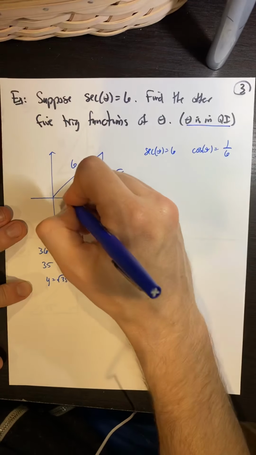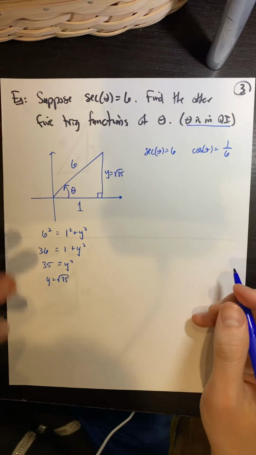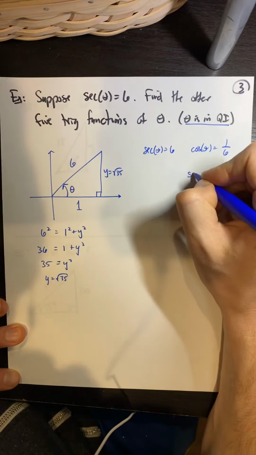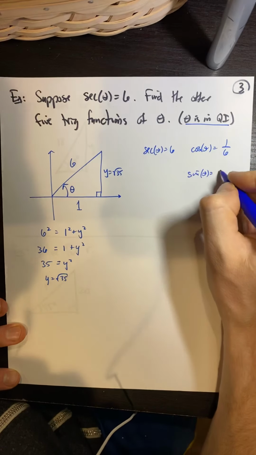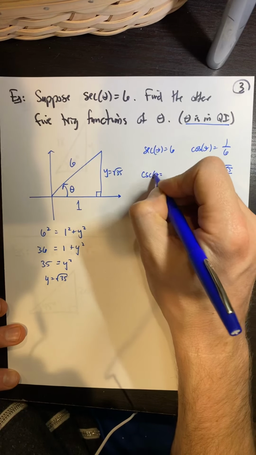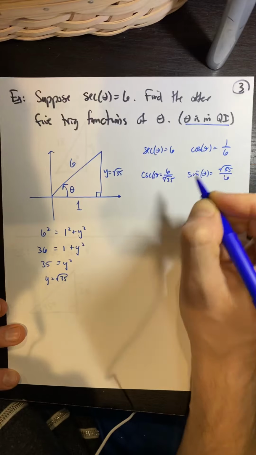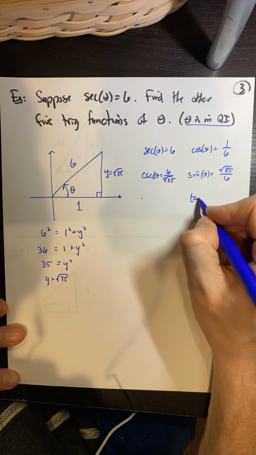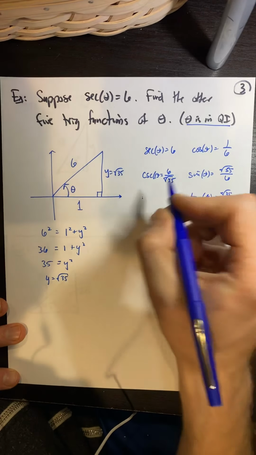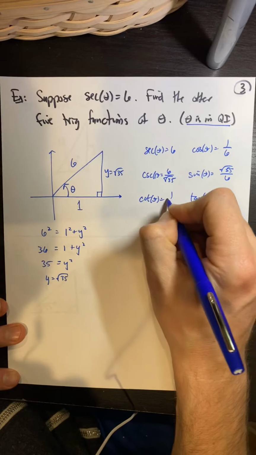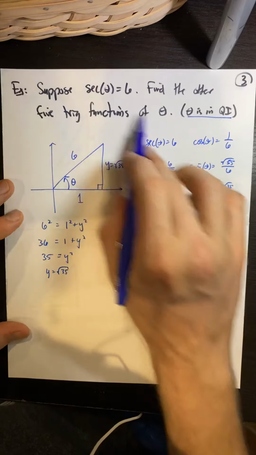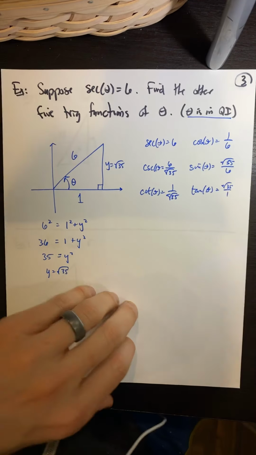Now that we have the other side, again, this is the angle theta that we're not sure what it is. We just know two sides of a triangle. I can find the other things. So sine of theta would be the square root of 35 over 6, which makes cosecant of theta equal to 6 over root 35. Tangent of theta is the square root of 35 over 1, which makes cotangent of theta 1 over the square root of 35. So again, same type of problem. Here I was given secant, so I might as well switch it over to cosine because we're used to working with cosine.